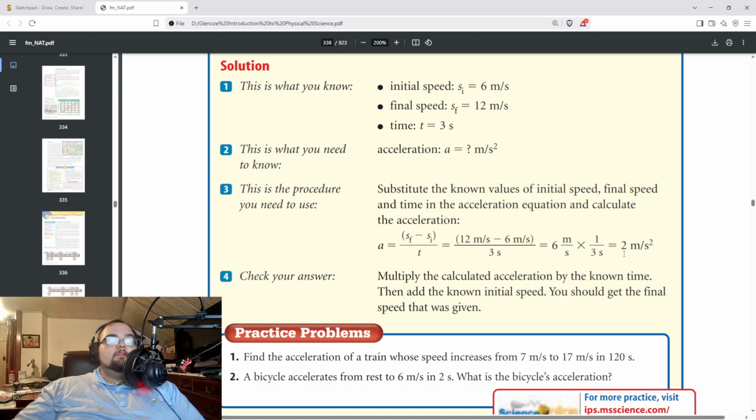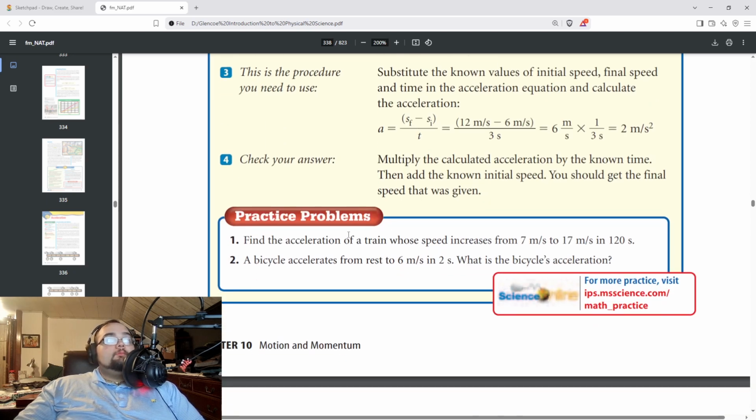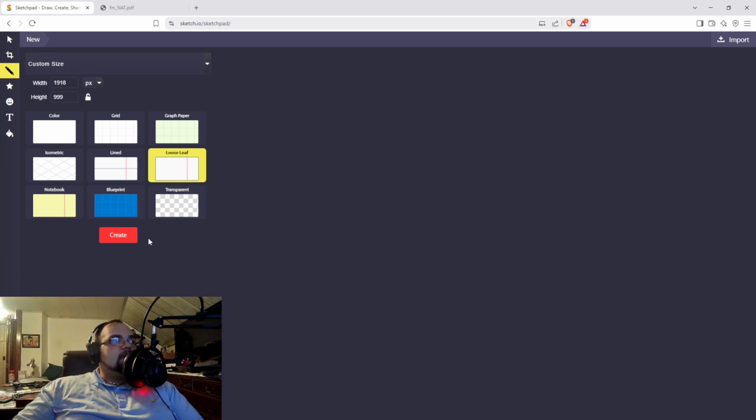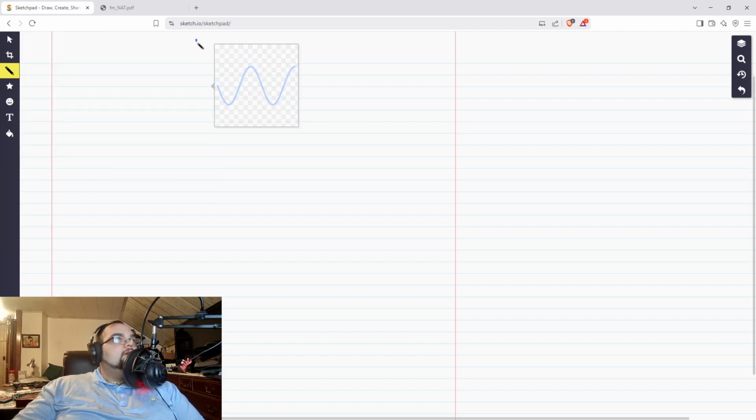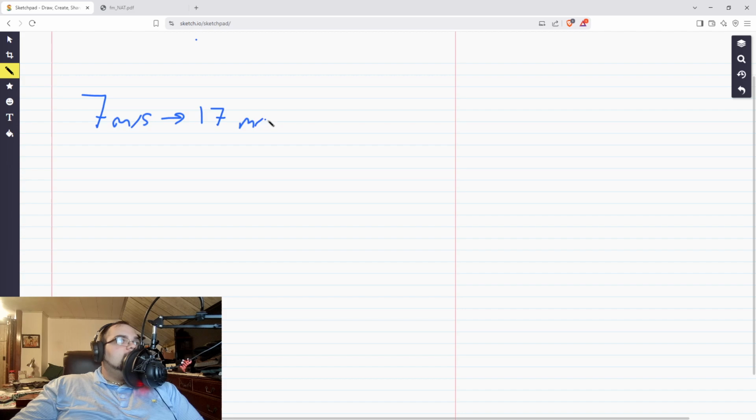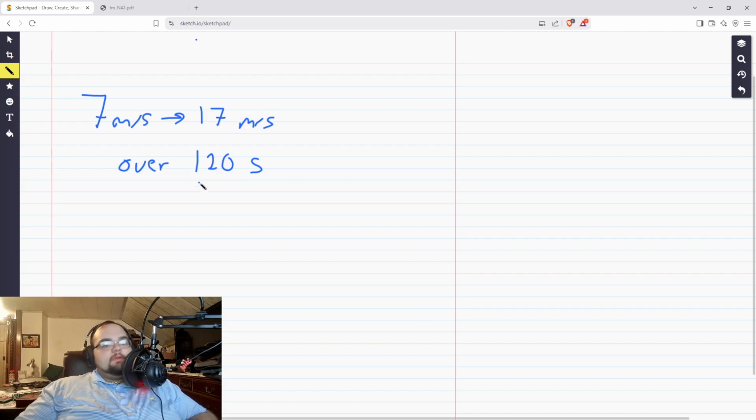Let's try out some of these problems as well. So a train increases its speed from 7 meters a second to 17 meters a second in 120 seconds. So let's write that down. I'm going to use blue for this one. So we have from 7 meters a second to 17 meters a second over 120 seconds. Okay?